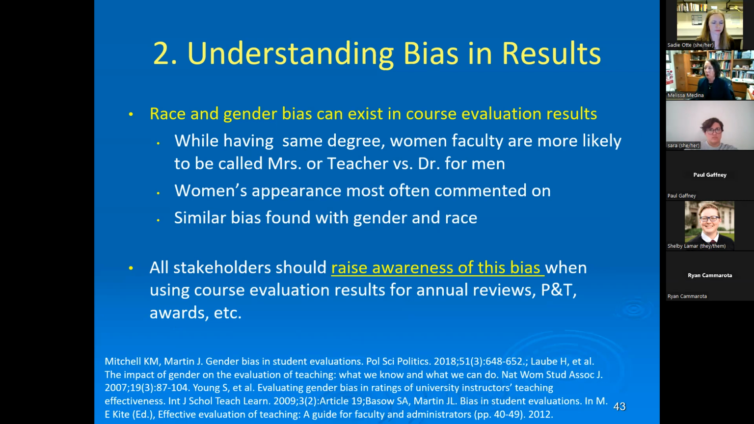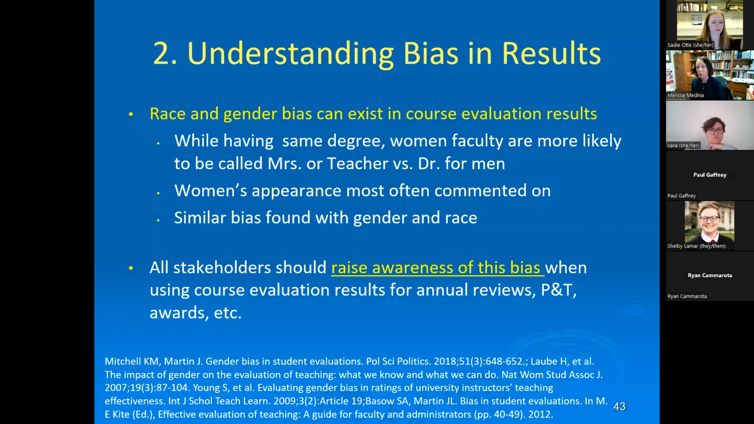Women are more likely to have their appearance commented on, and similar types of bias are found with gender and race. So the big thing that you need to be aware of, one, is training students and all your faculty about implicit and explicit bias. Very, very important, especially related to course evaluations. And when your results are being interpreted, you need to remind stakeholders that this bias exists.